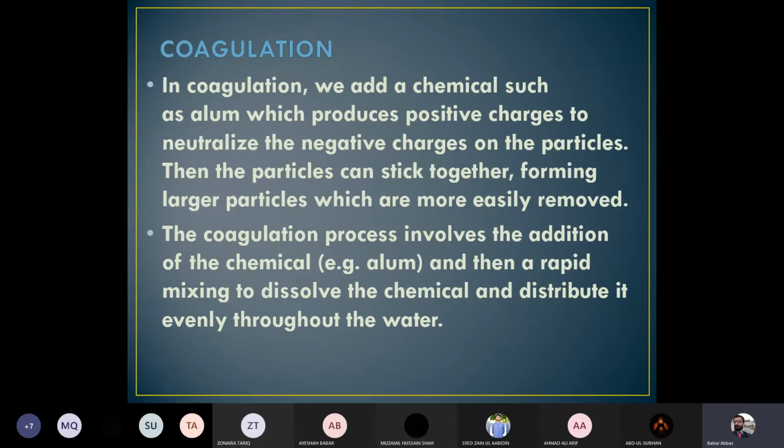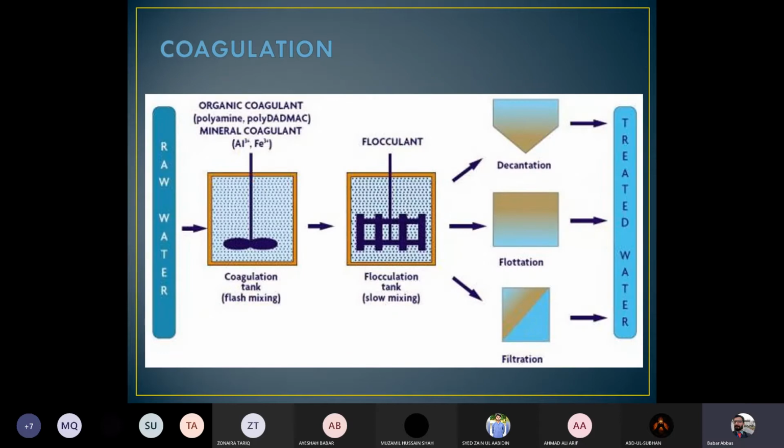The coagulation process involves the addition of the chemical, that is alum, and then rapid mixing to dissolve the chemical and distribute it evenly throughout the water. This is a simple diagram which exhibits the coagulation tank and flash mixing of alum. Then we have flocculation, which is the slow mixing, and finally we have filtration, flotation, and decantation, whichever process is to be utilized after this flocculation process.